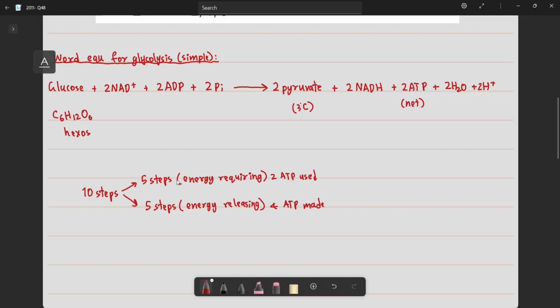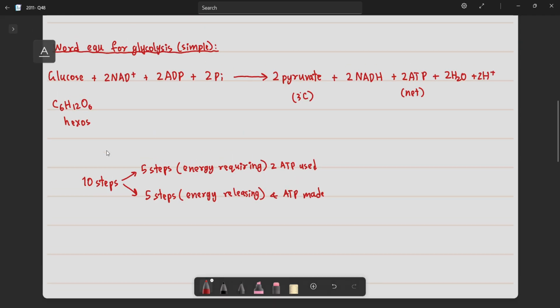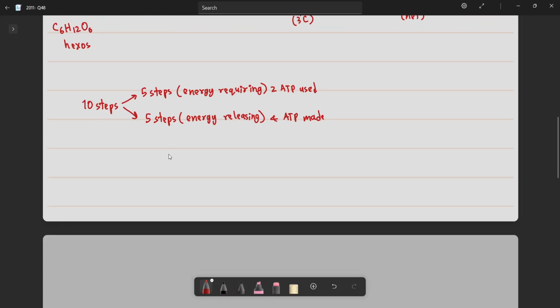And the very first process in the 10 steps of glycolysis is this step, which is energy requiring. This is the simplest, the first step. Glucose transforms into a product known as glucose 6 phosphate. This requires one ATP molecule, and this reaction is catalyzed by an enzyme known as hexokinase.